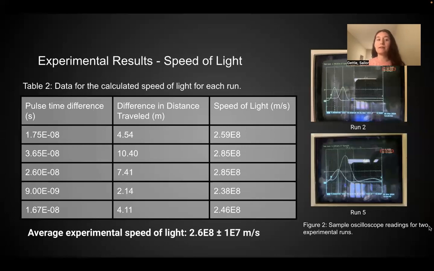And then here we see the experimental results, which gave an average experimental speed of light of 2.6 times 10^8 plus or minus 1 times 10^7 meters per second. And on the right-hand side are two sample oscilloscope readings for runs 2 and 5, in which we see that the oscilloscope renders the time difference, which was used to calculate the speed of light, via two different pulses. So the first peak is the first pulse, which was detected at detector 1, and then the second peak is the pulse which was detected at detector 2.